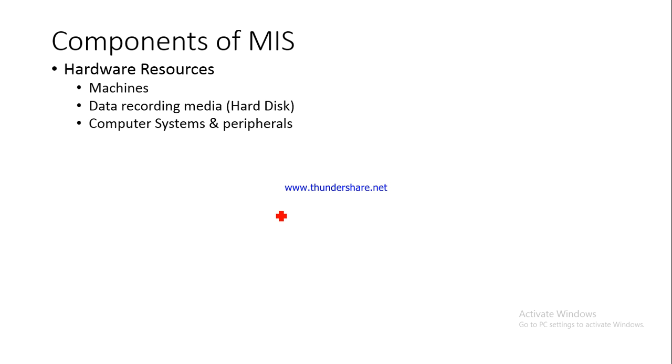Components of MIS. What are the various components of MIS? We need hardware resources, which include machines and data recording media. You may have to keep some storage device to record the data and to keep it secure. So that is what we mean by the hard disk. And computer systems and peripherals: you require various computer systems and peripheral devices. It could be the printer so that you can print out the data that you have obtained, or various other devices. So all these would be required.